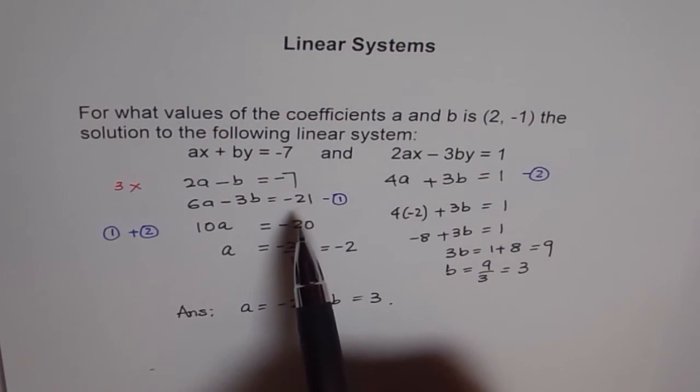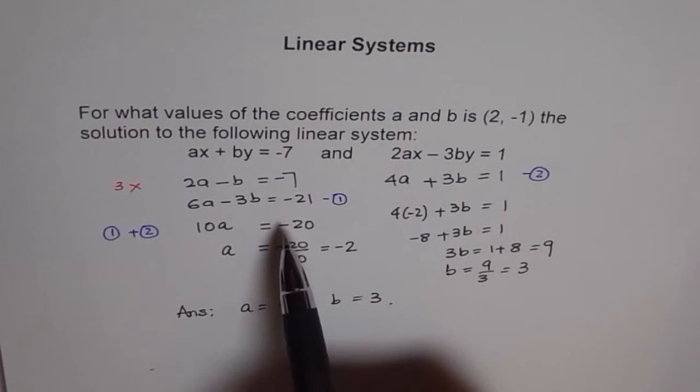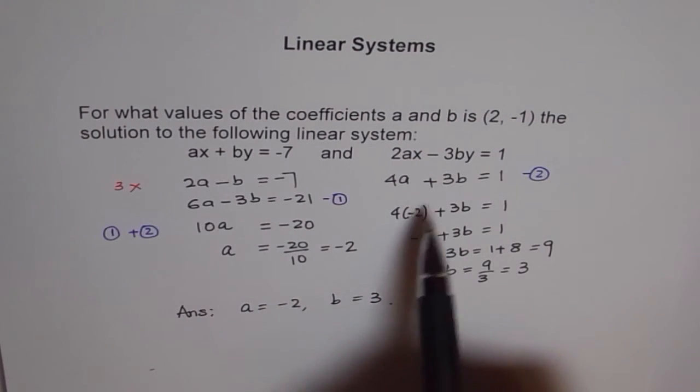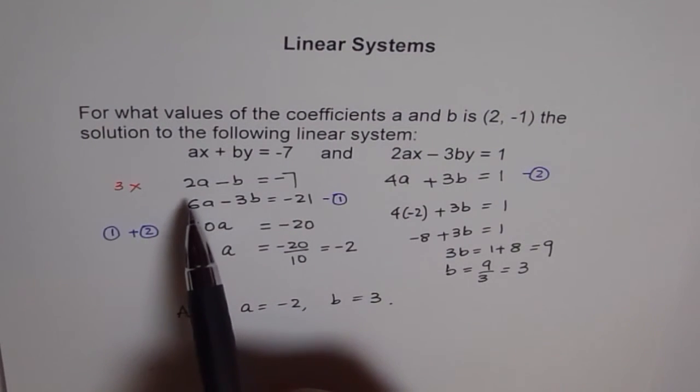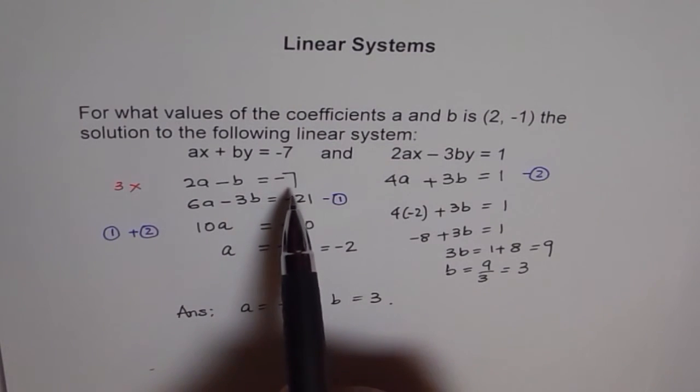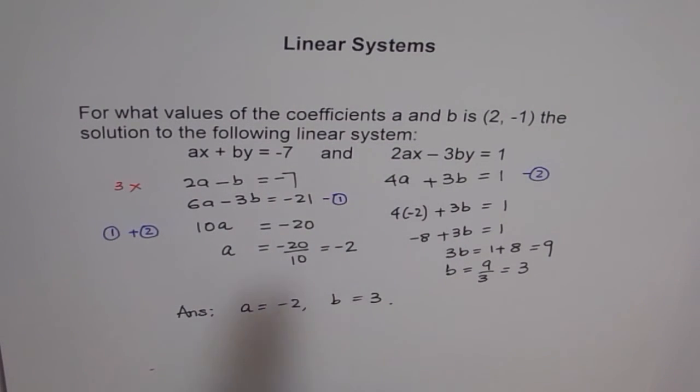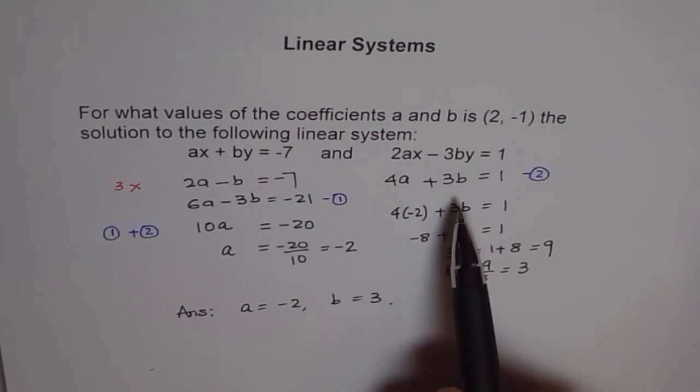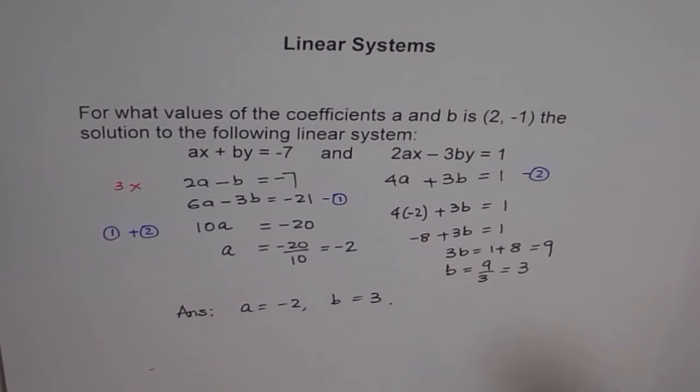And then we opted for the method of elimination. To eliminate b, we multiplied one equation by 3, both sides, and then added the two equations and found the value of a. After getting the value of a, we substituted that value in the second equation and found b. That's how you do it. I hope the process is absolutely clear to you.